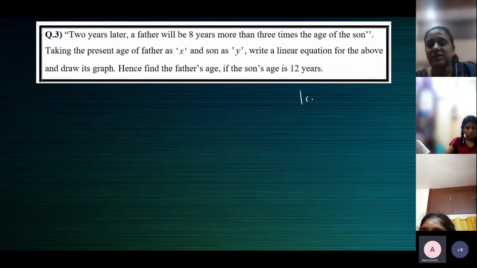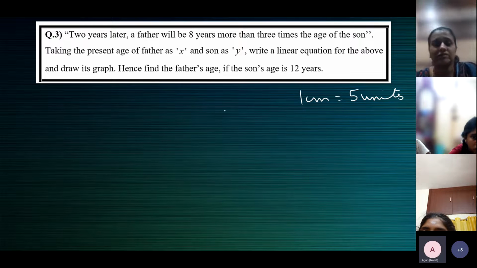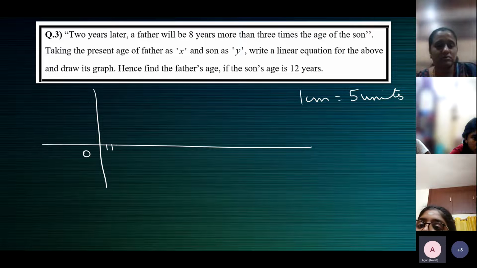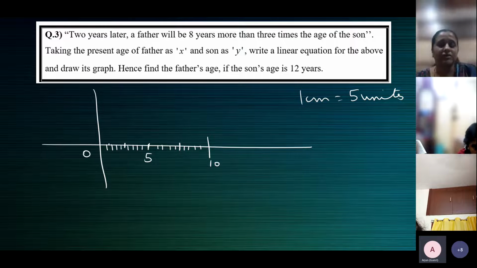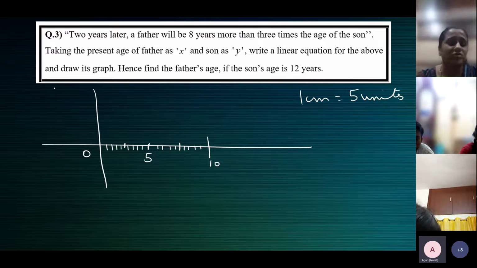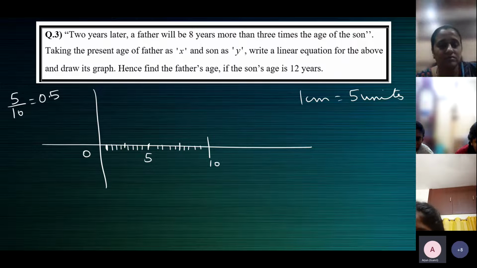Now tell me, when 1 centimeter is equal to 5 units, how will we read? Children, how do you read? The scale is 1 centimeter, 5 units. So 5 by 10. What's the value of 5 by 10? 0.5. So how do you read? 0.5.